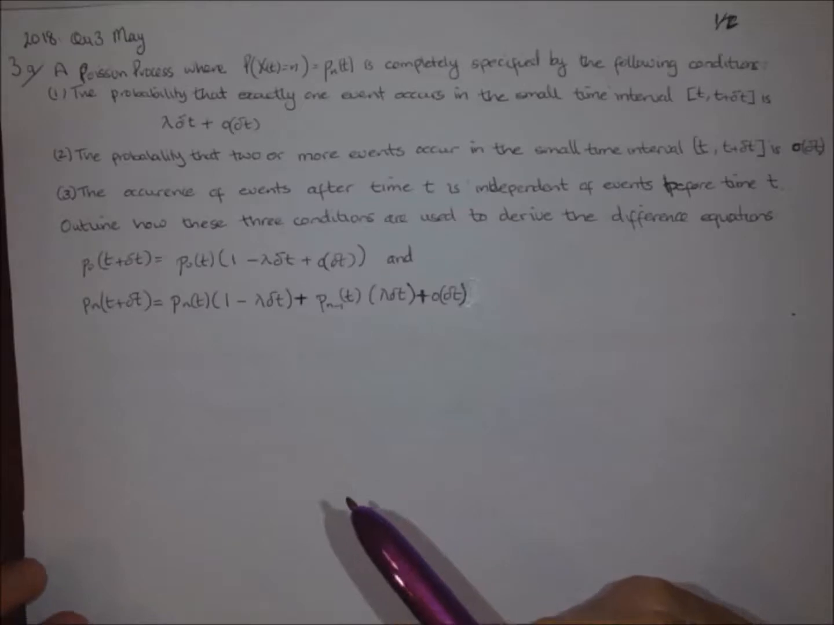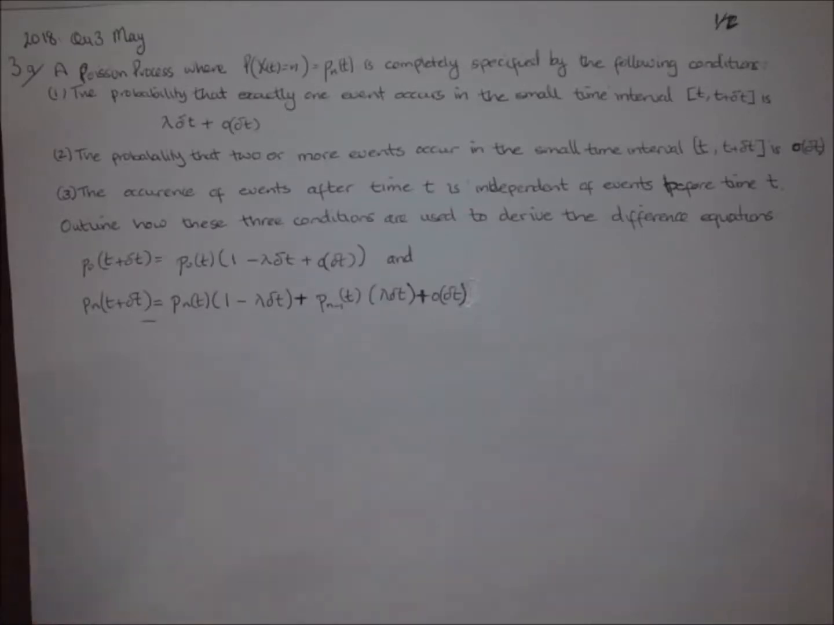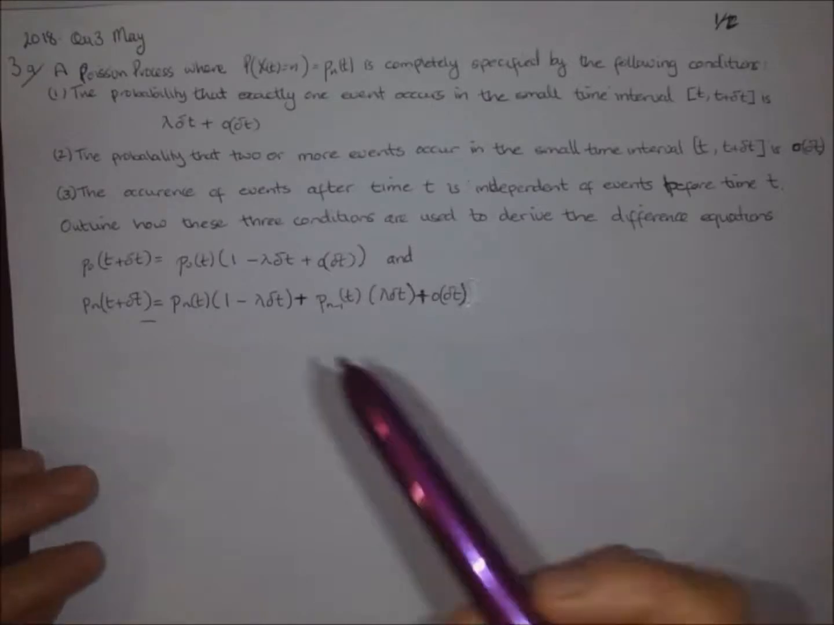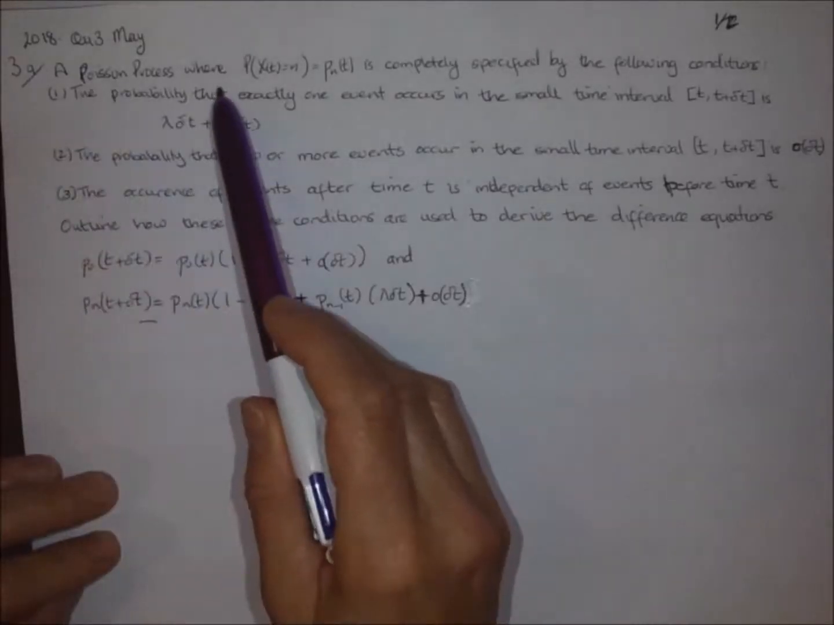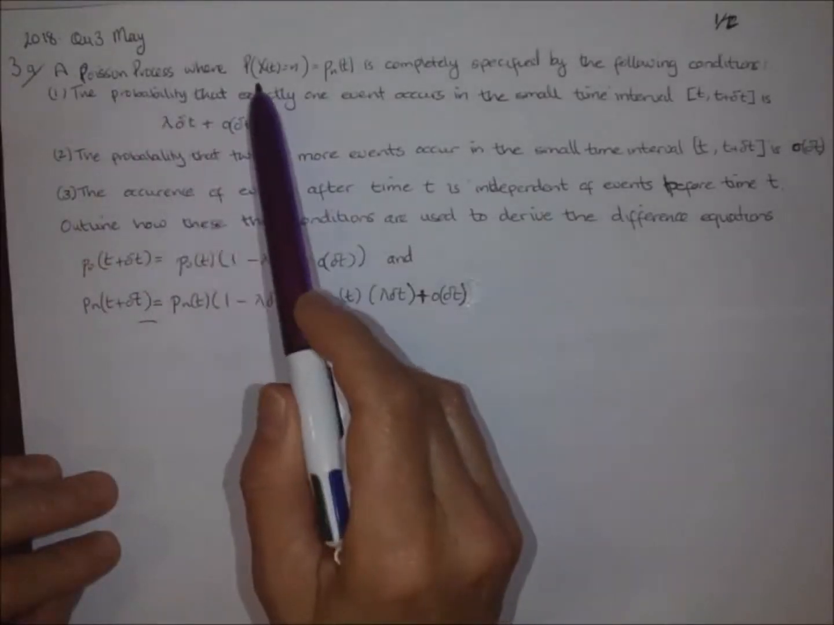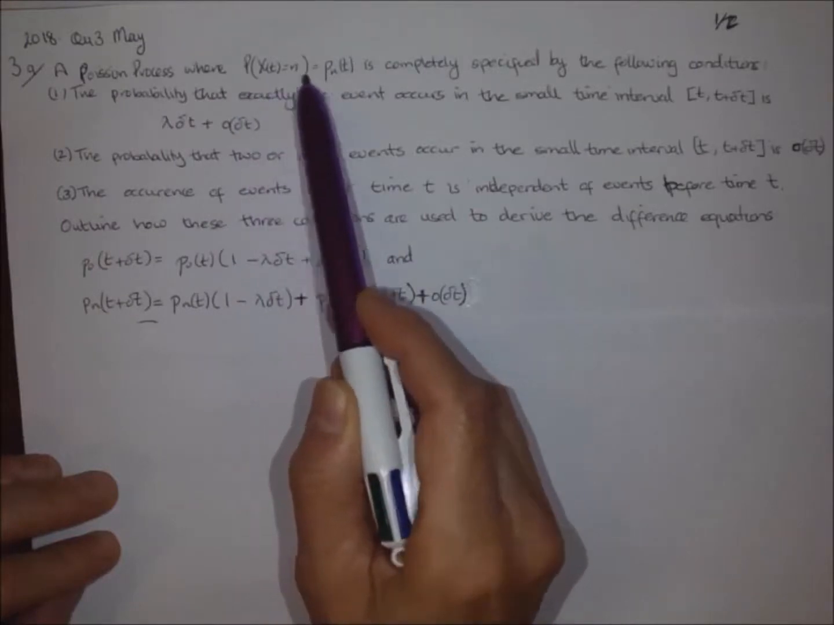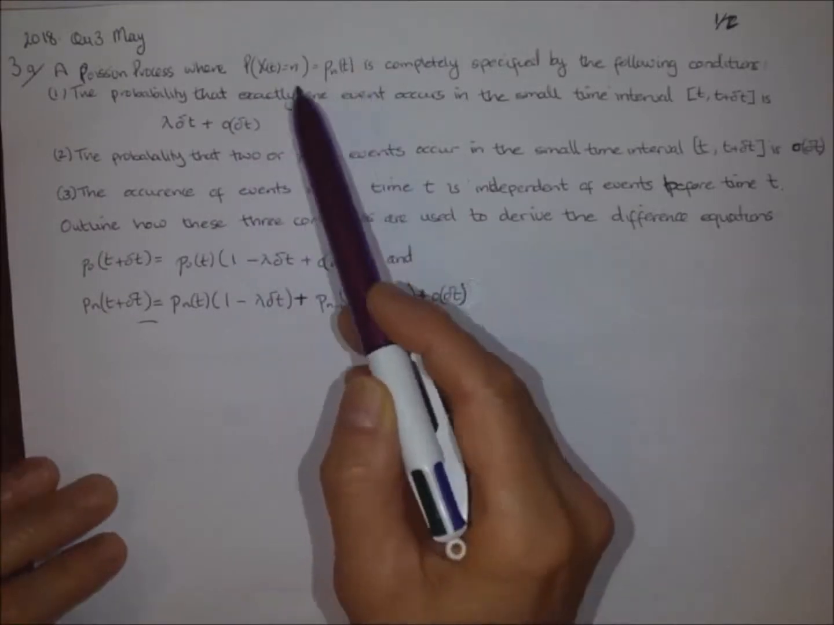Hello, this is a Poisson process question. This Poisson process can describe things like arrivals in a queue, points in space, points on a line, the rate of earthquakes, calls on a telephone line. In this case, a Poisson process where P(X(t) = n) equals Pn(t).